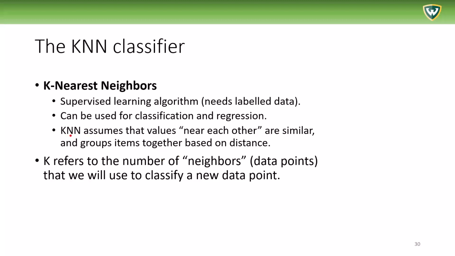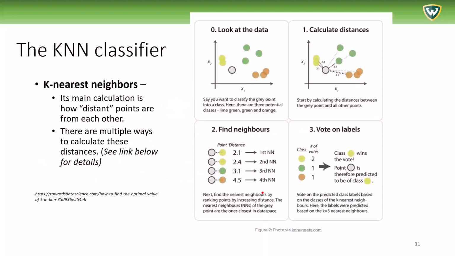Note that KNN, for short, K nearest neighbors, assumes that values near each other are similar and it groups items together based on distance. The K refers to the number of neighbor data points that we will use to classify a new unseen data point. So let's go over this a little bit.